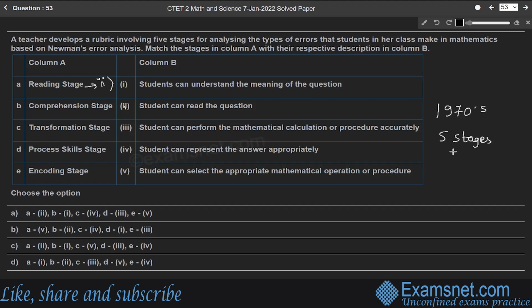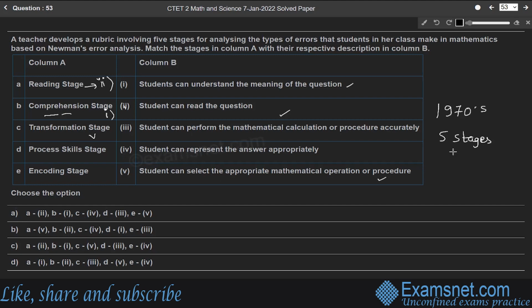And in the second stage, comprehension stage. Here, students can understand the meaning of the questions. So here, B is 1. Students can understand the meaning of the question, right? And the third stage is transformation stage. Here, the student can select the appropriate mathematical operation or procedure. So, which is 5. So, C is 5.